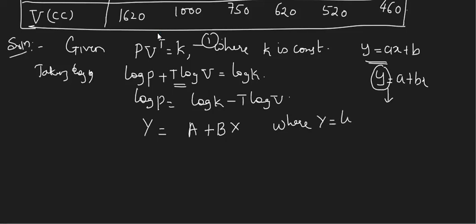Y is equal to log of p. A is equal to log k. What is b? Minus t. Don't attach that minus to k and create a problem. Finally, we can just shift that minus. And x is log of v. This is how we have to take, and we have to solve the further part.